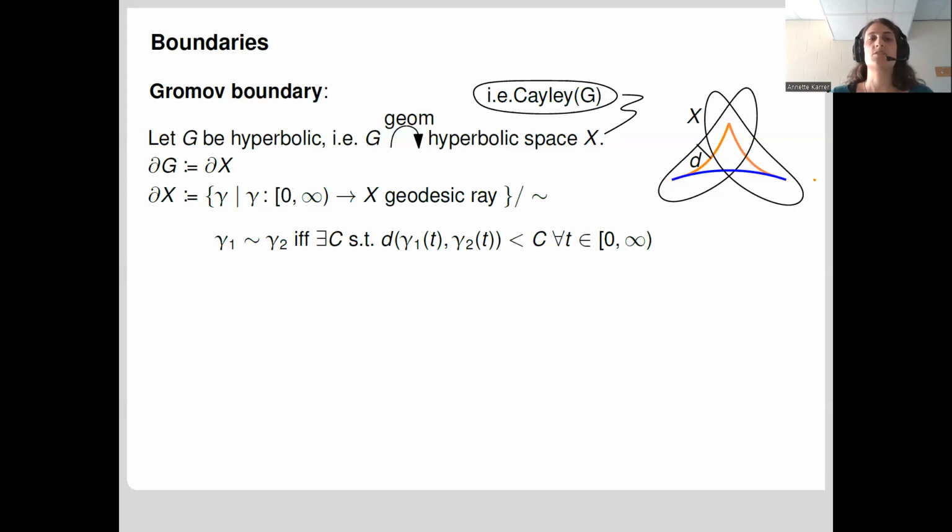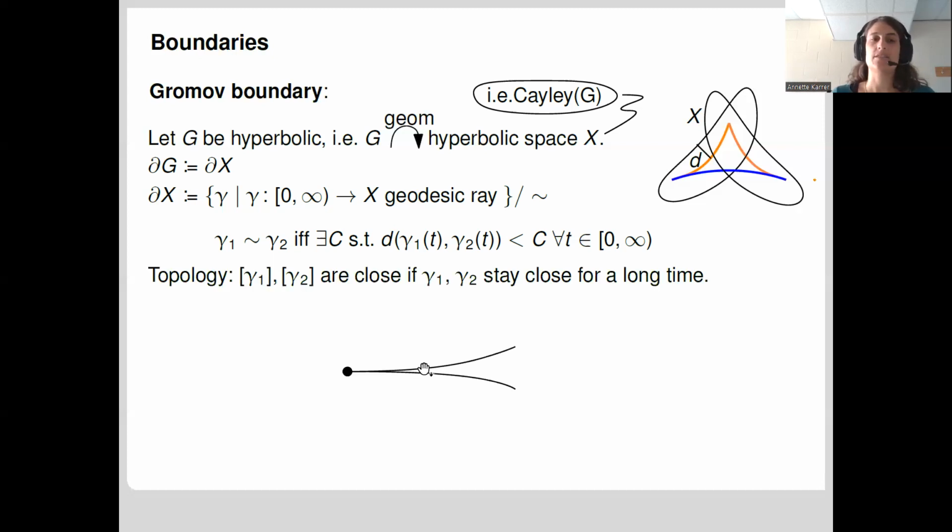The Gromov boundary consists of geodesic rays, where we identify two geodesic rays if they stay close to each other, meaning that there exists a constant c such that the distance between the two geodesic rays is at most c for all times. What is the idea? We stand at a point in our space and think about which directions we can go, and for each direction we think of the boundary point at infinity. Because finite distances do not matter, we get these equivalence classes.